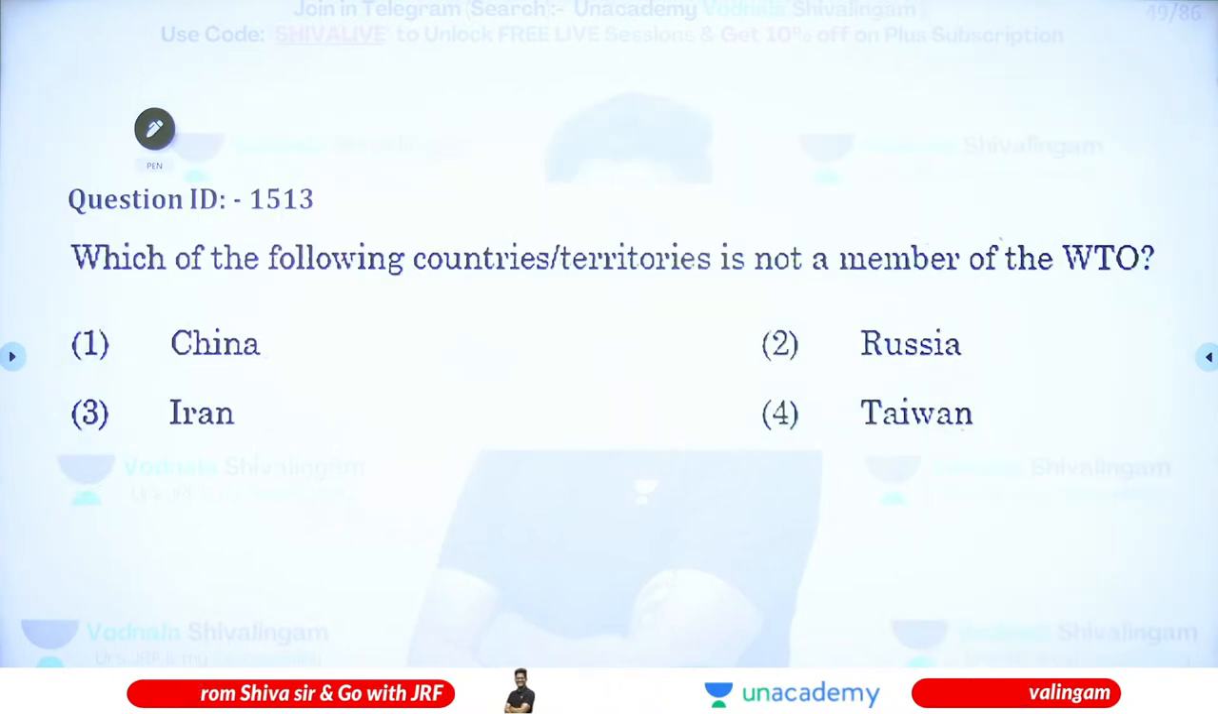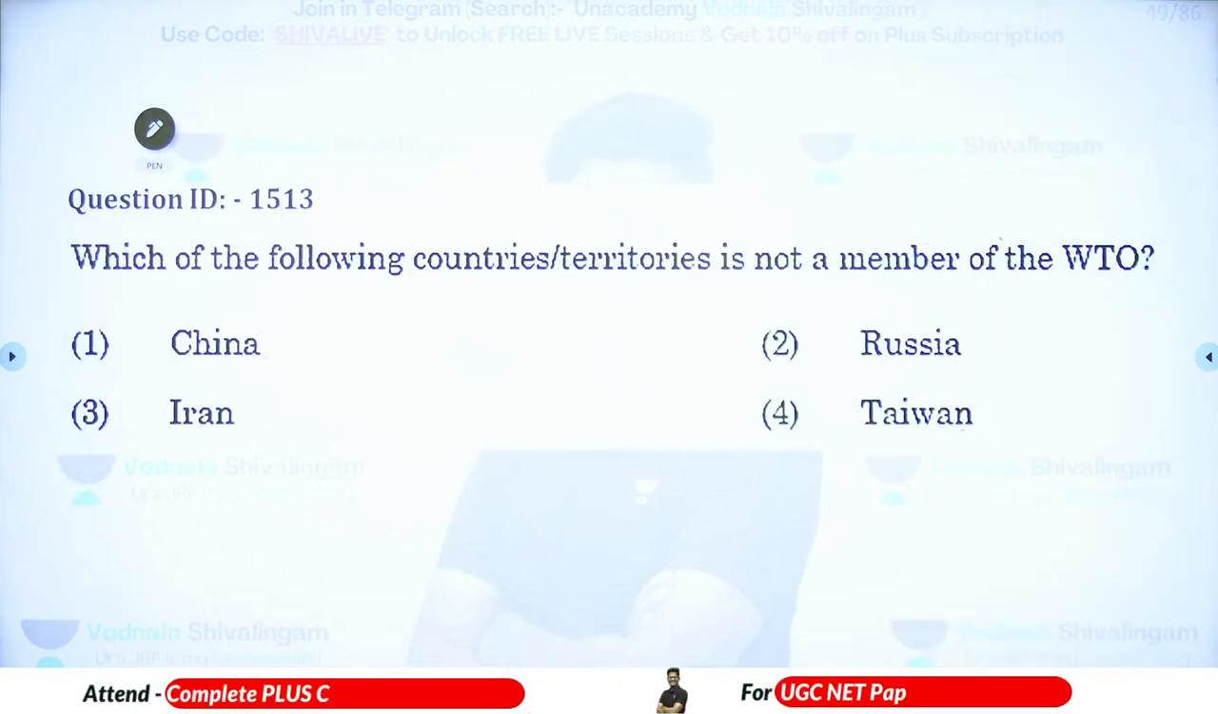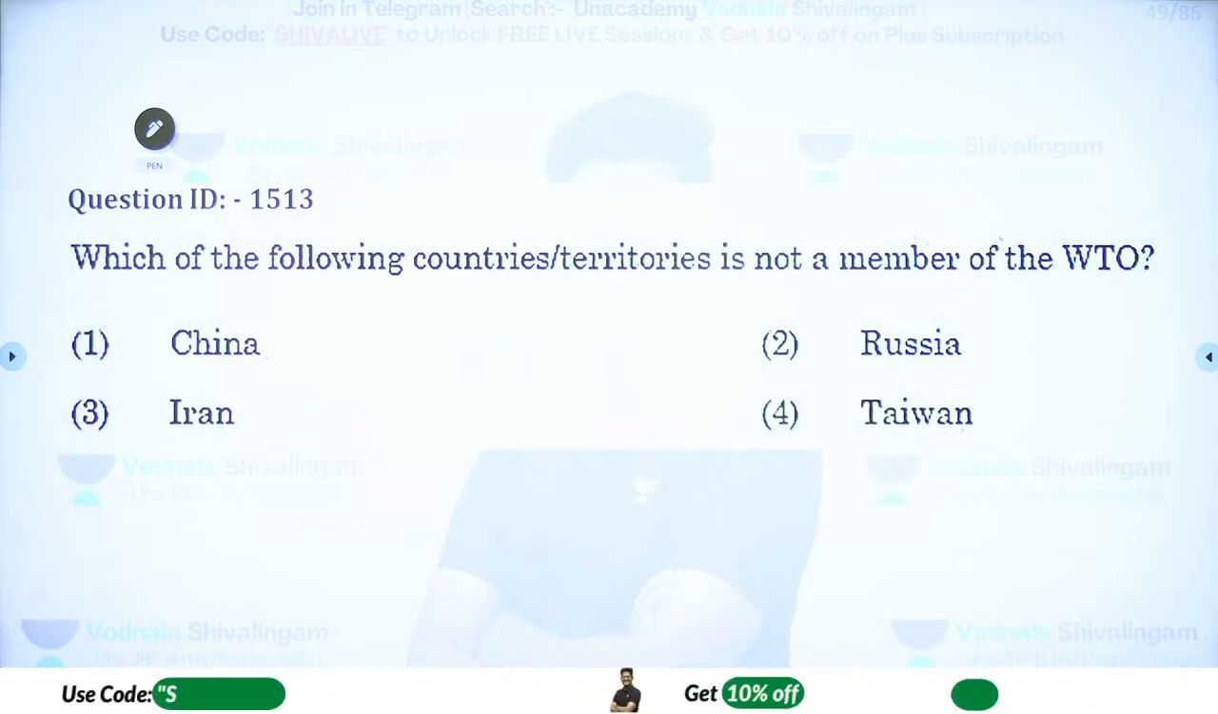Which of the following countries or territories is not a member of the WTO? China, Russia, Iran, and Taiwan.